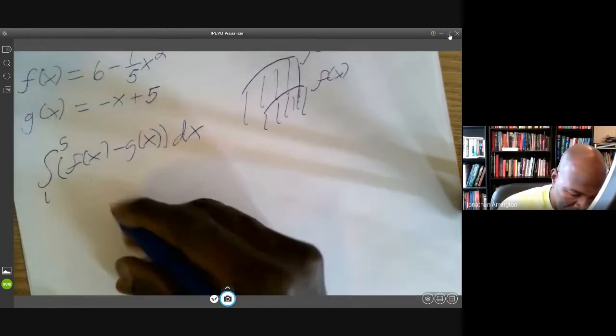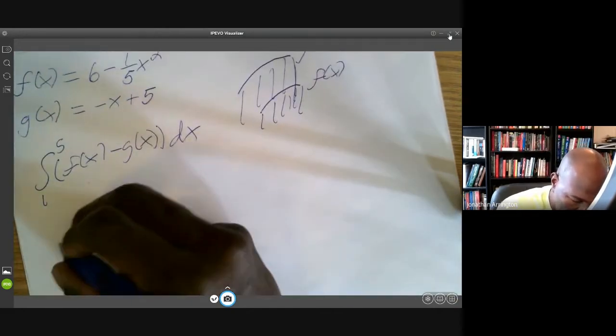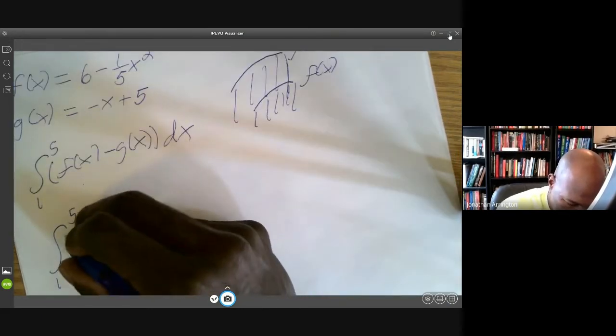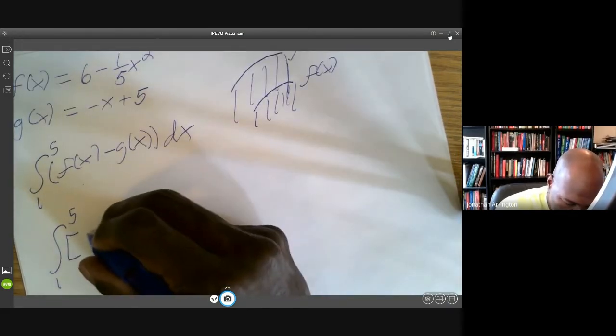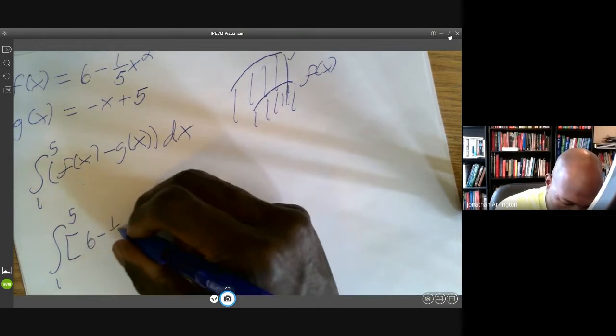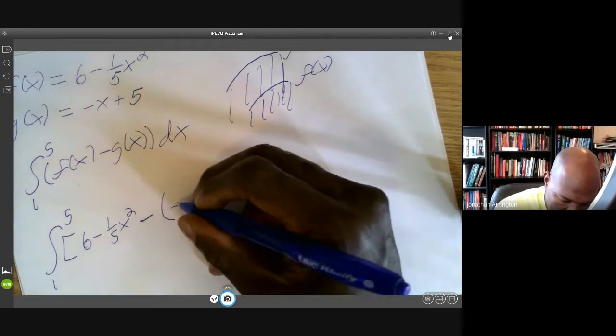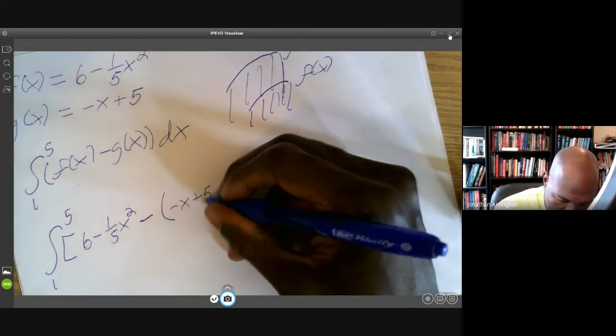So let's go ahead and plug the functions in and do our integration. We're taking the integral from 1 to 5 of 6 minus 1 over 5 x squared minus negative x plus 5.